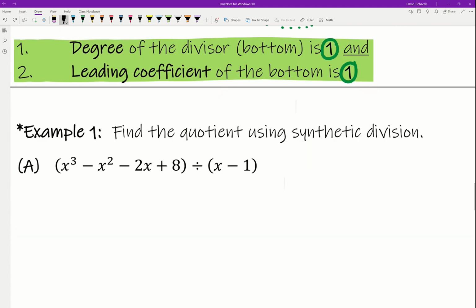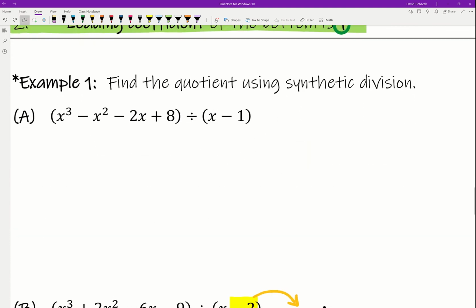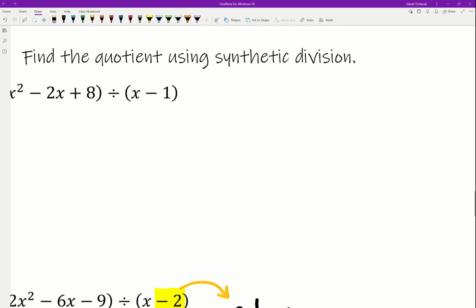So let's go ahead and demonstrate that process right now. So example 1, it just says find the quotient using synthetic division. First and foremost, just checking, we do have the green light because it does say x. That's a degree 1 and a leading coefficient of 1. So that checks out. So we are good to go with synthetic division. And let's go ahead and describe that process here, right? So the first thing that you're going to do is you're going to look at that number sitting next to x in your divisor. And the first thing that we're going to do with that number is we're going to change the sign, okay?